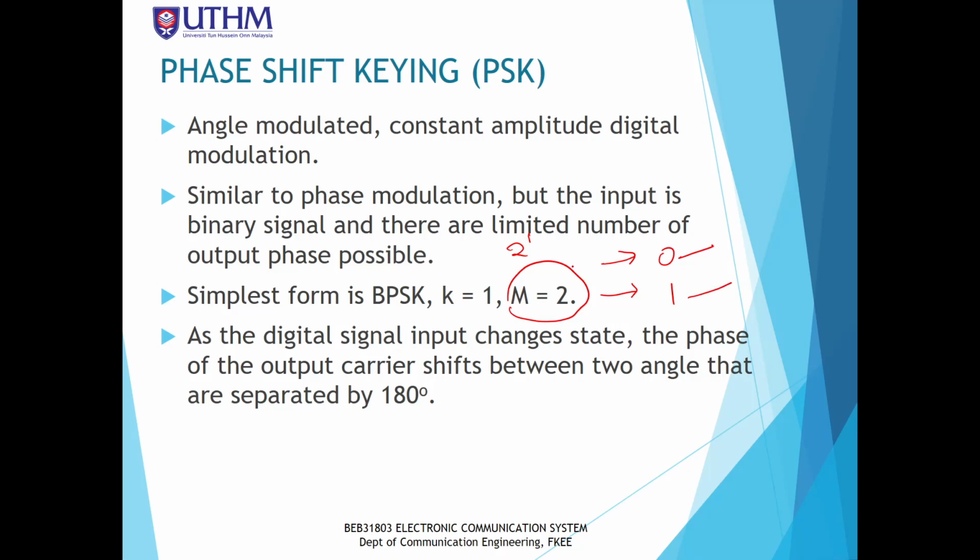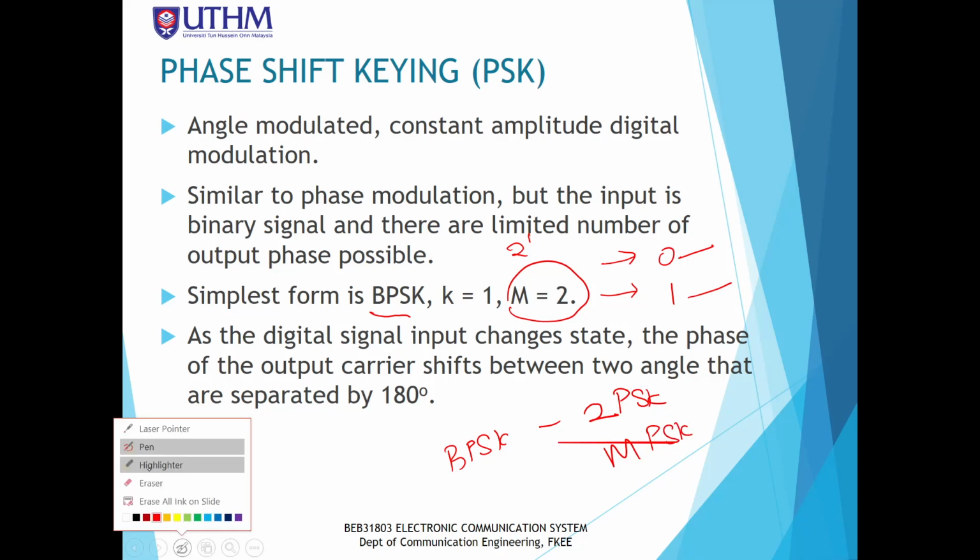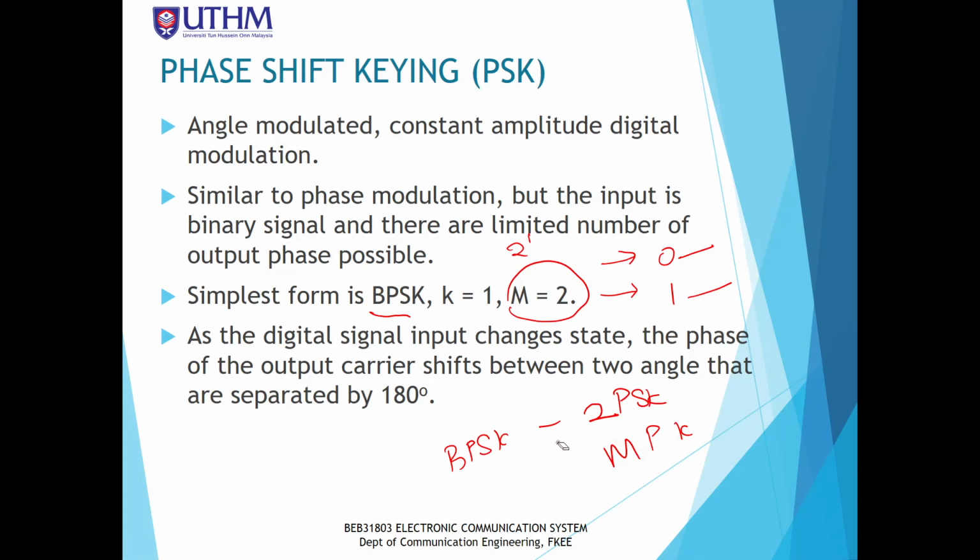So if we are using only one bit, this is called BPSK. BPSK, in terms of M-ary, is equal to 2 PSK. 2 PSK is also known as binary phase shift keying. Remember, we can also write it in terms of M PSK, where M is equal to 2 for the BPSK.